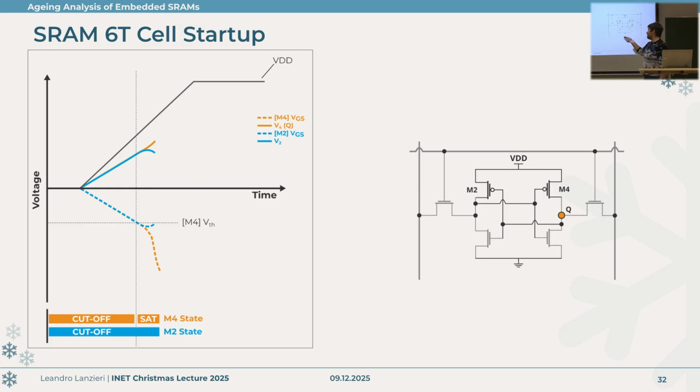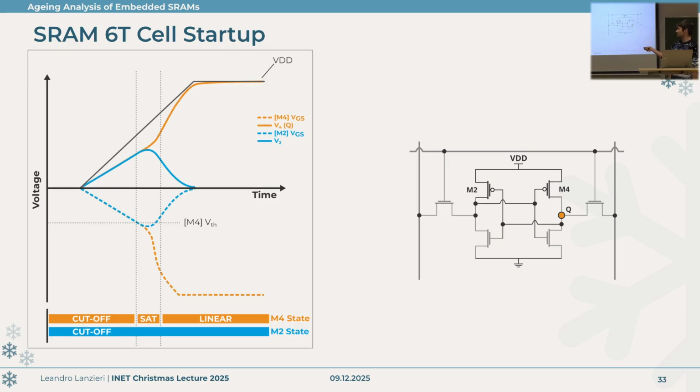Thus, M2 will not be activated, M4 will go into saturation, and whenever the VDD voltage here at the source of M4 starts going even higher due to the VDD increase, M4 will go into the linear mode, and M2 will just remain cut off with 0 volts on the gate source. That means that effectively the output of the cell here in Q is a 1 or VDD, and M4 won the race. That's because the threshold voltage of M4 was lower than the one from M2.